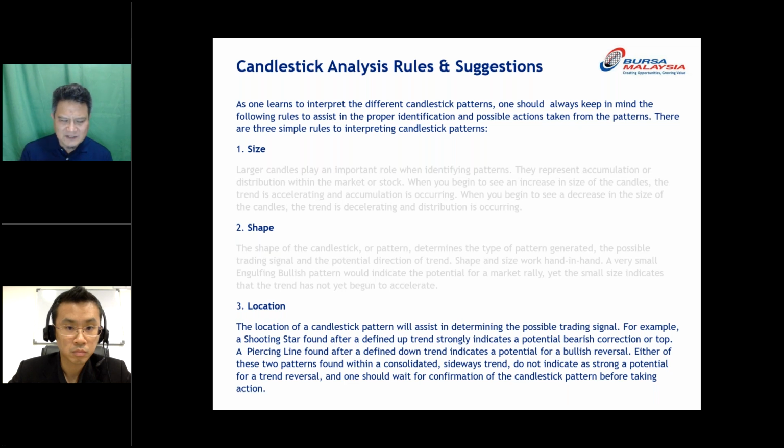For example, if a piercing line happens at the top, maybe the signal can be as strong as 80%. But if the piercing line is found in a sideways market, maybe it's only 20% or 30% potential for the price to reverse.